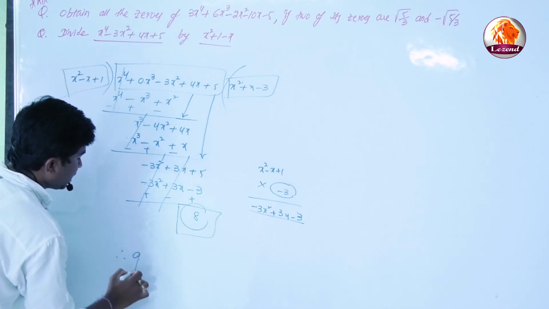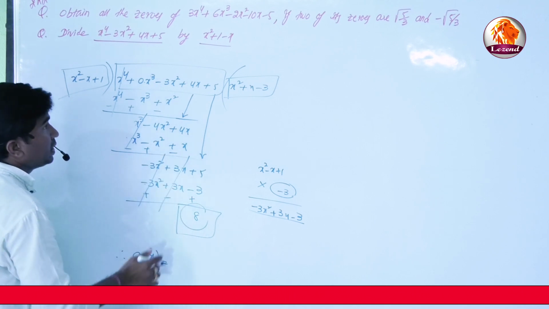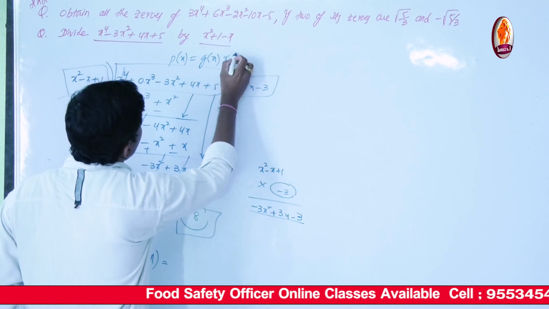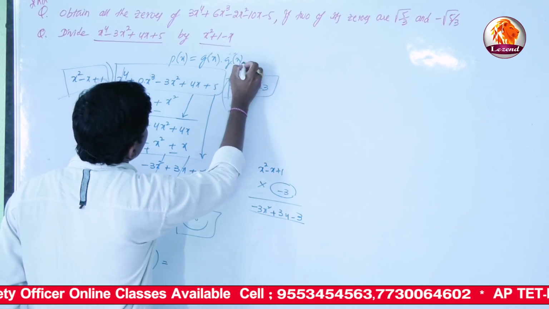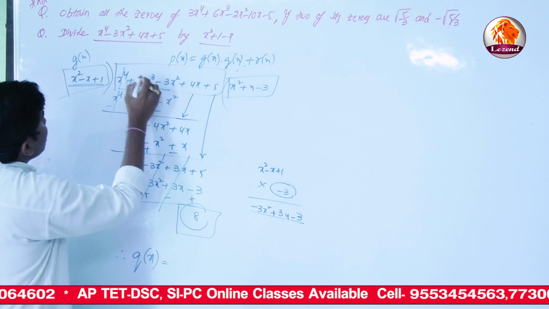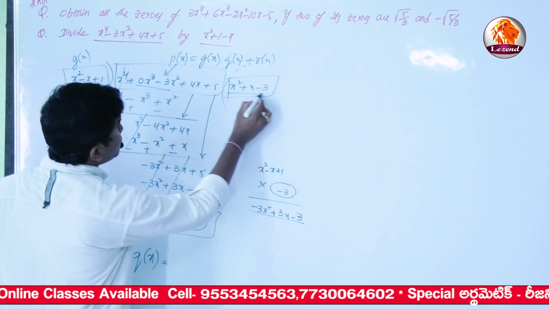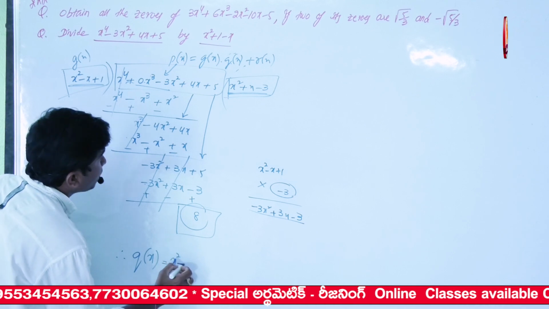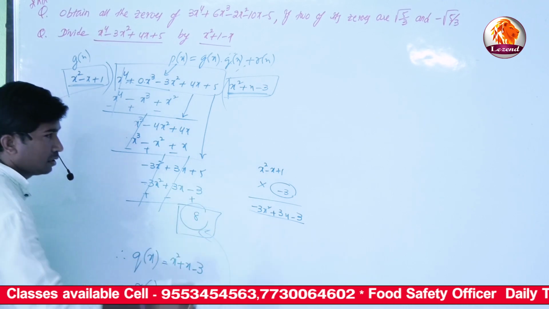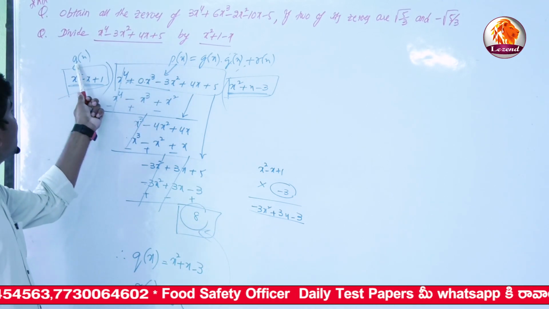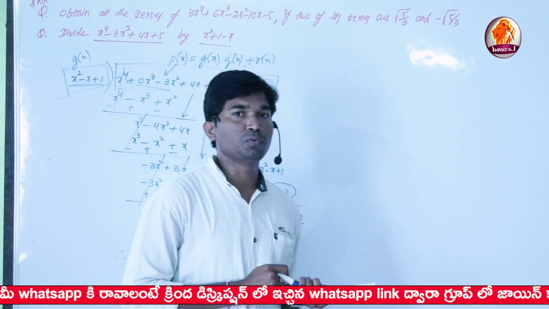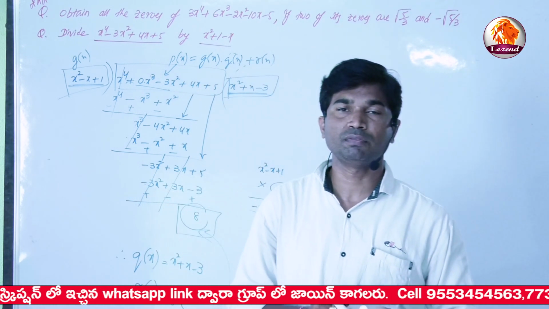Now take Q for quotient. By the division algorithm, we know that P of x is equal to G of x into Q of x plus R of x. Here G of x is the divisor, P of x is the dividend, the quotient is x square plus x minus 3, and the remainder R of x is equal to 8. So always dividend is equal to divisor into quotient plus remainder. That is the statement of the division algorithm.